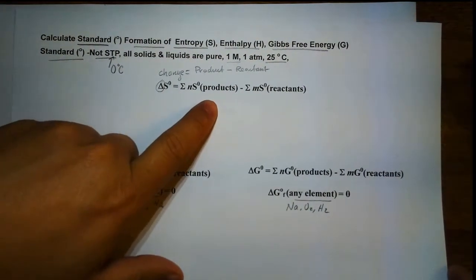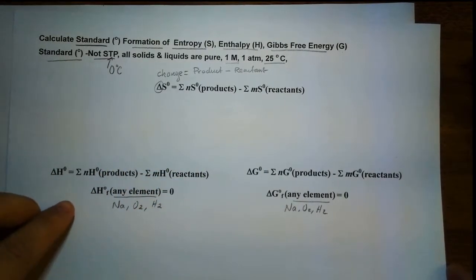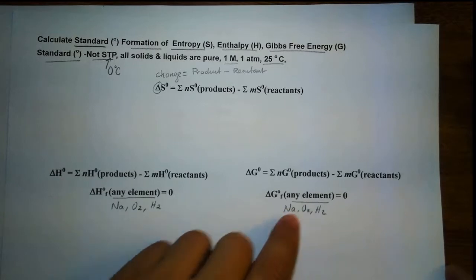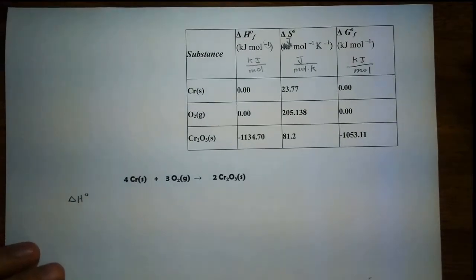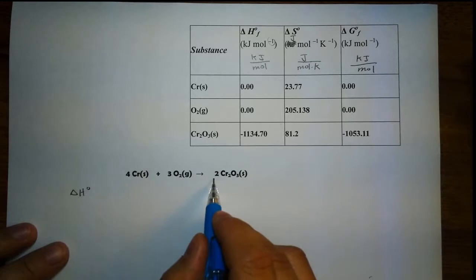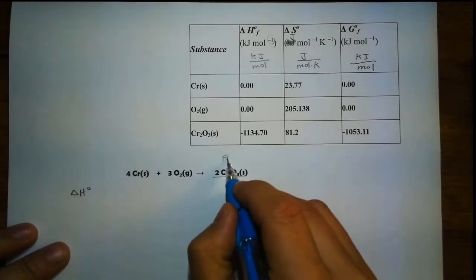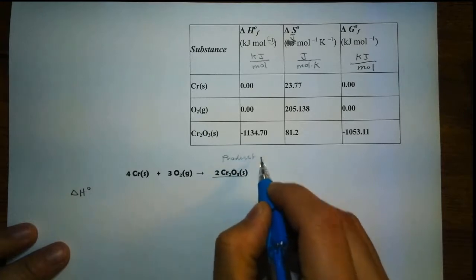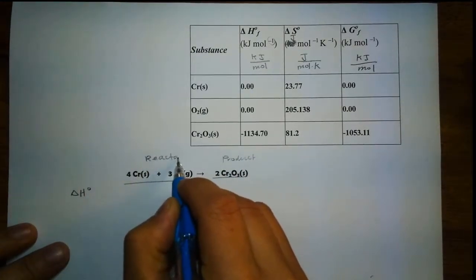It's the sum of the products minus the sum of the reactants for all of them, except that any pure element has a delta H and delta G of formation equal to 0. So let's just work this problem together. It's always product minus reactant. So we look at this reaction here. Here's the product, and this is relative to the reactant. So keep that in mind, okay?